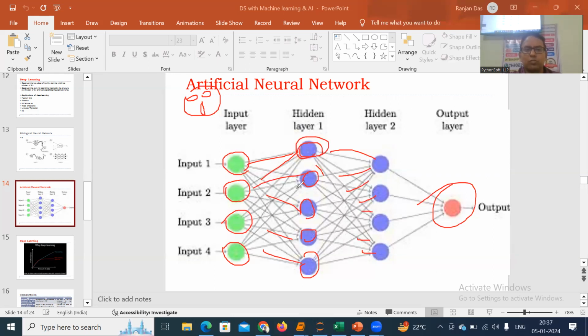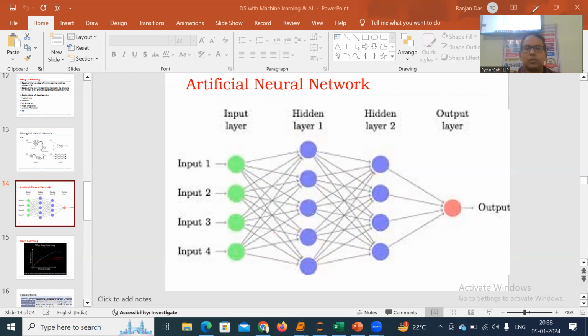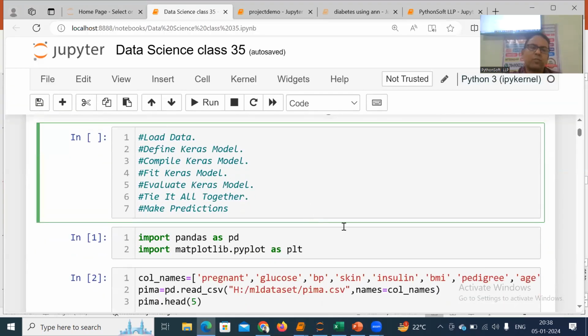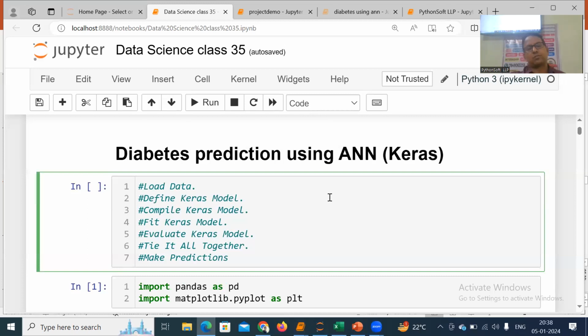These are called neurons. These neurons take input, process it, and give some output. This output becomes the input to another layer, and finally it goes to the output. So with the deep learning concept you can implement even the same project. But for deep learning, we are using a package called Keras, like in machine learning we are using sklearn. Here we are using the Keras model.